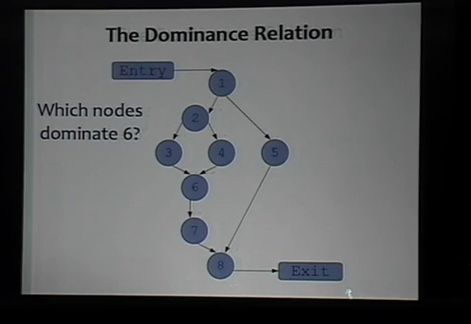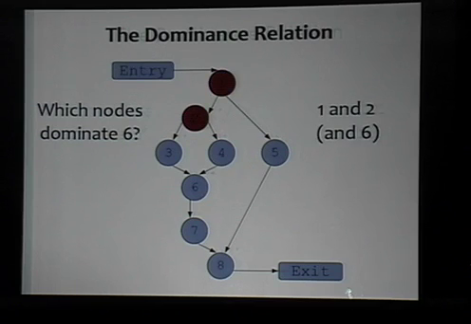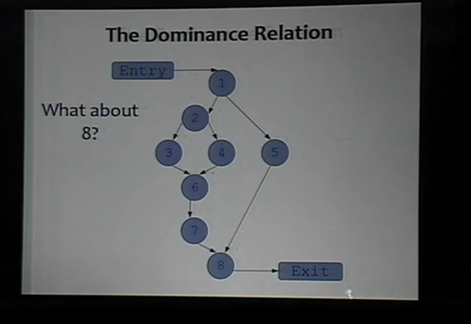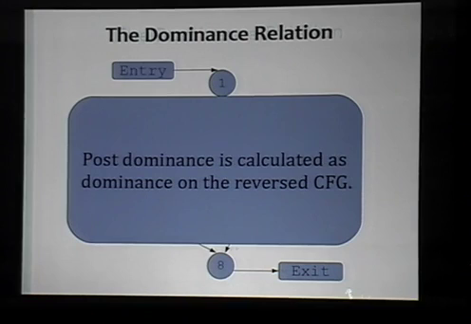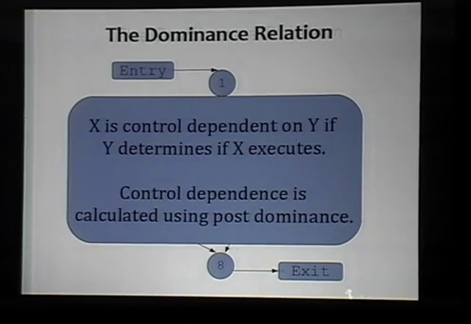Does that make sense? Okay. So 1 and 2. And 6 also dominates itself, but we're not going to care about that. What about 8? Well, the only node that dominates 8 is 1, because everything else is conditional on the branch that 1 takes. So just 1 and 8. Post dominance is calculated, like I said, as the dominance on the reverse control flow graph. And then control dependence is calculated based on that.